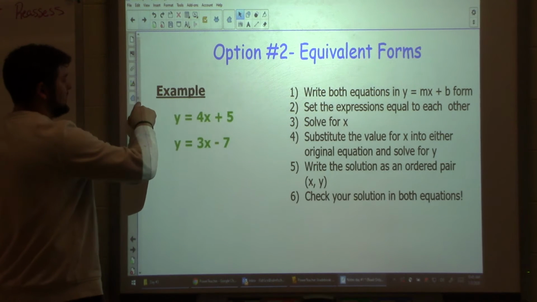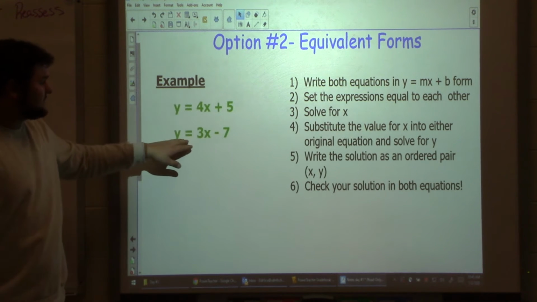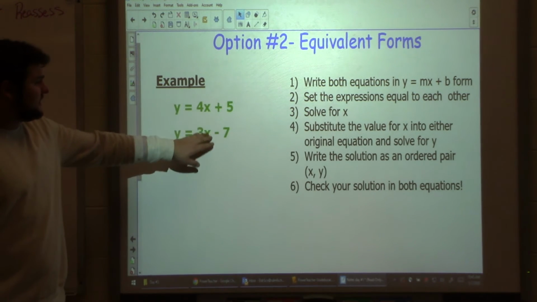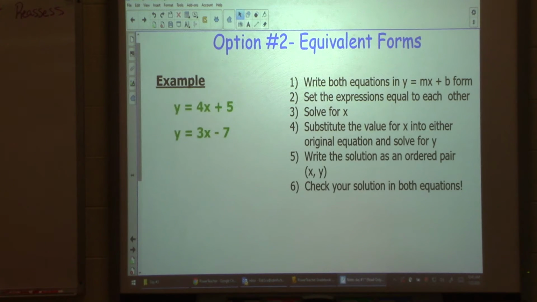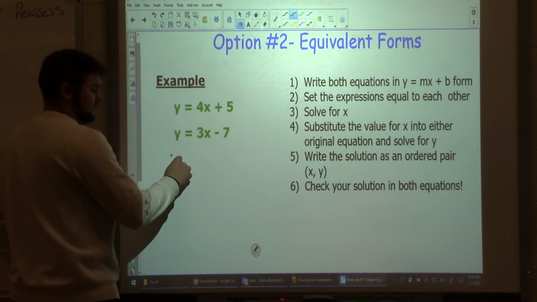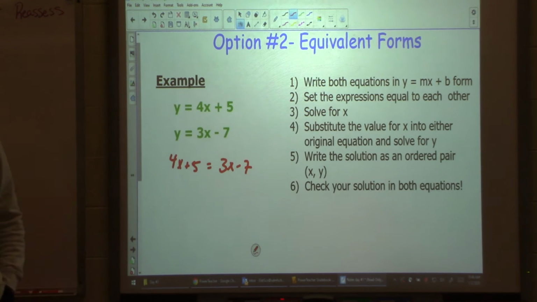So equivalent forms. That's talking about when things are equal. Equivalent means equal. Well, equivalent forms are going to happen when we have things that are equal to the same variable. In this case, they're both equal to y. What that's telling me is if 4x plus 5 equals y, and 3x minus 7 equals y, both of these things need to equal each other. If they equal the same thing, they should probably equal each other. So I can take each of those pieces, 4x plus 5 and 3x minus 7, and I'm going to set them equal to each other.